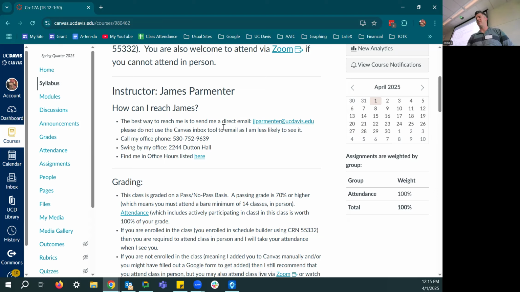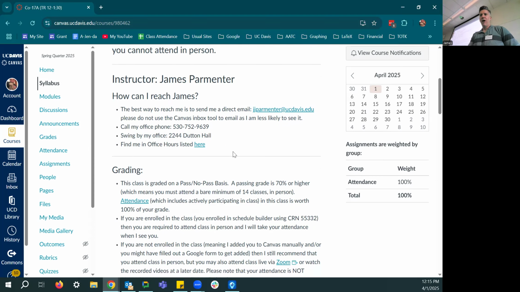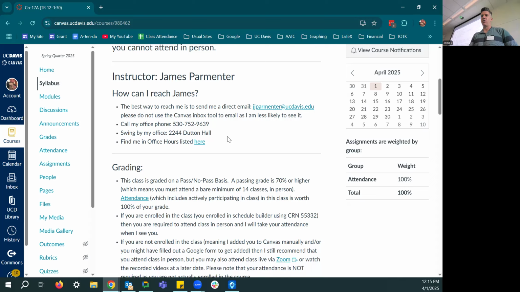It used to work, but now that we have our phones, we don't have phones anymore. We have Zoom as our phone. It's like we're supposed to have Zoom open in our office and someone can call you on Zoom, which I never do. So calling me probably isn't the right answer. Just email me if you need to get a hold of me. I will definitely respond. Or you can come by my office if I'm there. It's 2244 Dutton Hall.